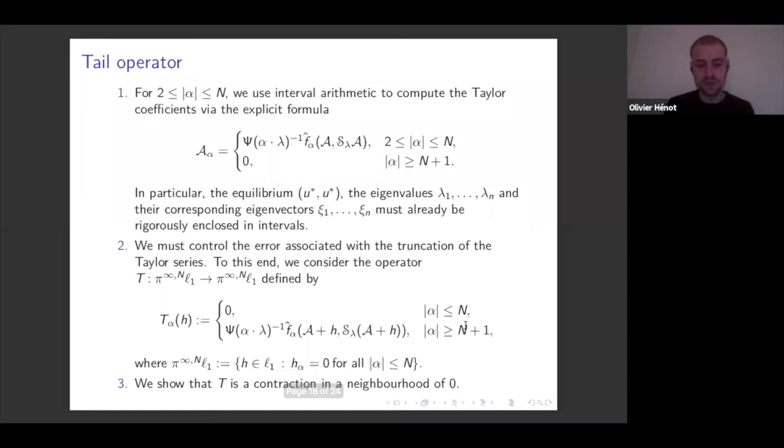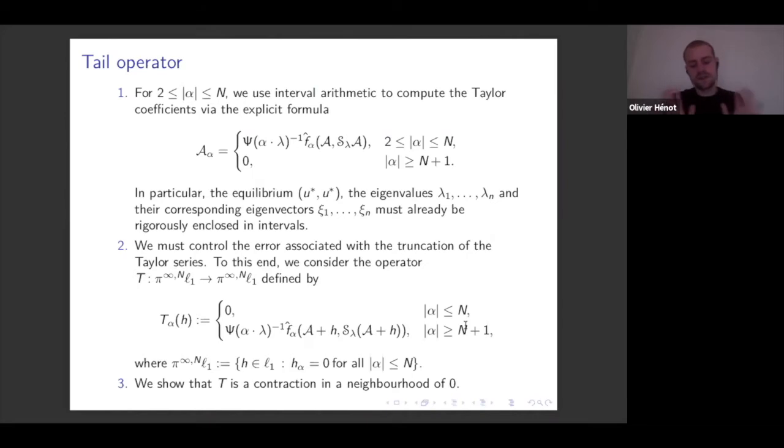And all we have to do is to show that this tail operator is a contraction in a neighborhood of 0. Okay, so there's a big pro here: because you're looking at simply the truncation of the Taylor series, your error is going to be amazing. And easily you can reach 10 to the minus 60 or something like this.